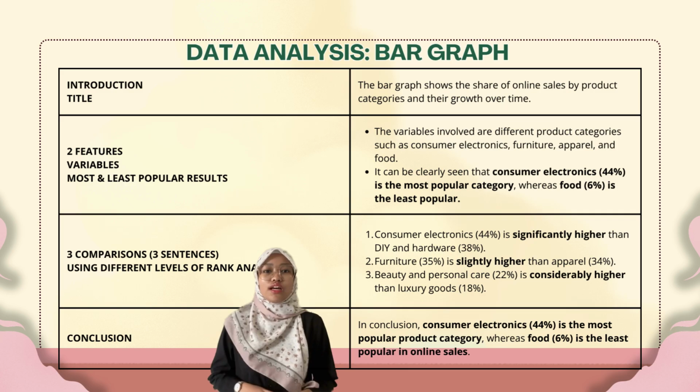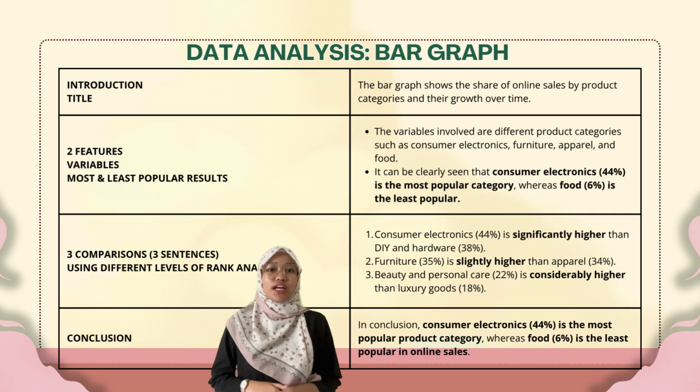the future. The variables involved are different product categories such as consumer electronics, furniture, apparel, and food. It can be clearly seen that consumer electronics is the most popular category, whereas food is the least popular category. This indicates that customers tend to spend more on electronic products compared to basic items like food when shopping online.